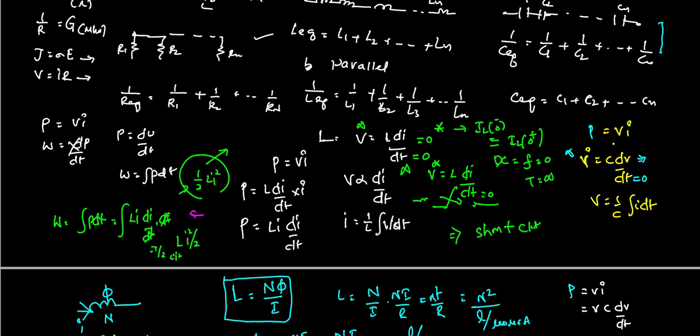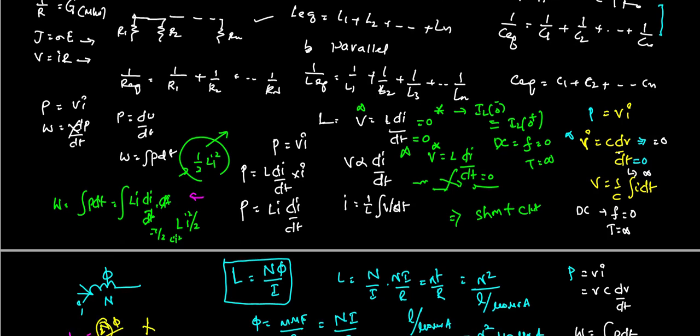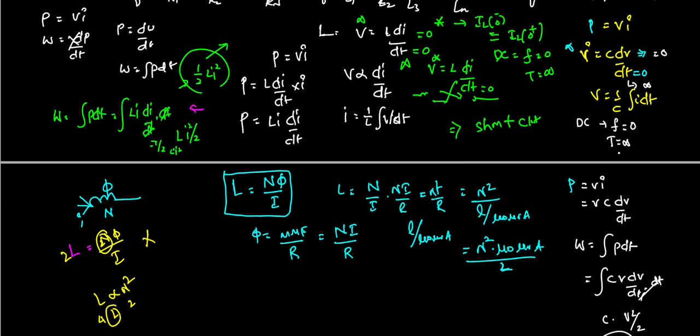Next, suppose I am given a DC. If I give DC, what happens to the frequency? Frequency equals 0. Whenever frequency equals 0, what happens to time? Infinite. So if I give t equal to infinite, what happens to current? 0. So for DC, current is 0, which means it acts as an open circuit.